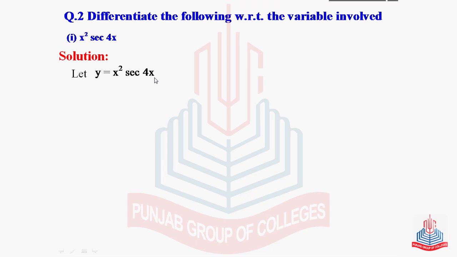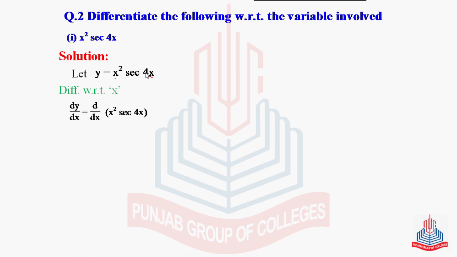So I have just given a name to this expression, y. So y is equal to x square secant 4x. As y is a function of x, we have to calculate the change with respect to x. So now applying differentiation with respect to x, as I mentioned here, we have to differentiate with respect to the variable involved. This means that whichever variable appears, we have to calculate the change or differentiate with respect to that particular variable. And here the variable is x.